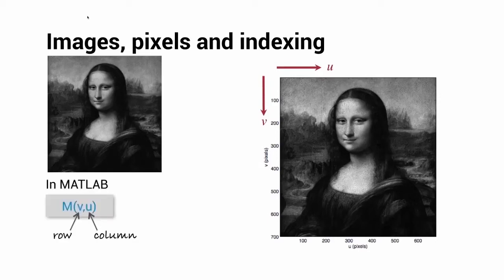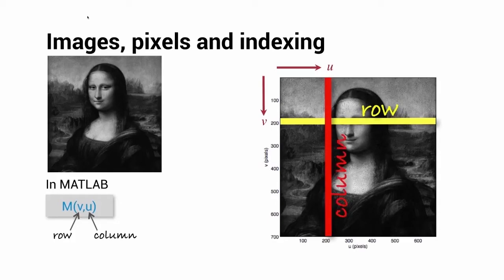MATLAB is a computational environment for dealing with matrices, and the convention for matrices is that we index them using the row index first, followed by the column index. Now, the row is the vertical coordinate and the column is the horizontal coordinate. So there is a flip here between the normal way that we represent coordinates in a rectangular frame or in a graph. Normally we would reference the horizontal coordinate followed by the vertical coordinate. We would write u comma v as the coordinate of a pixel. In MATLAB, because we're indexing into a matrix, we have to reverse that. So we would write v comma u.